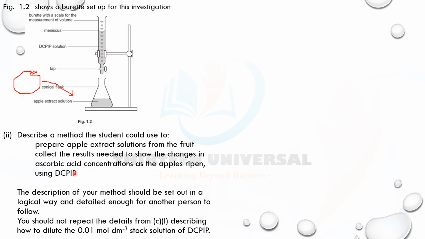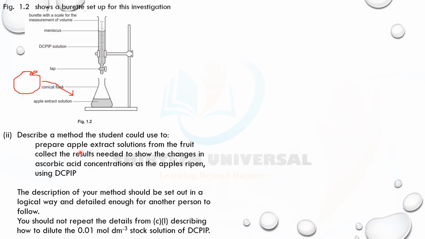Let's see what happens. The description of your method should be set out in a logical way and detailed enough for another person to follow. You should not repeat the details from C1; don't repeat how you diluted it. Okay, so this is a 9-mark question. That's method. It has the highest mark in paper 5. Okay, so the template is good.